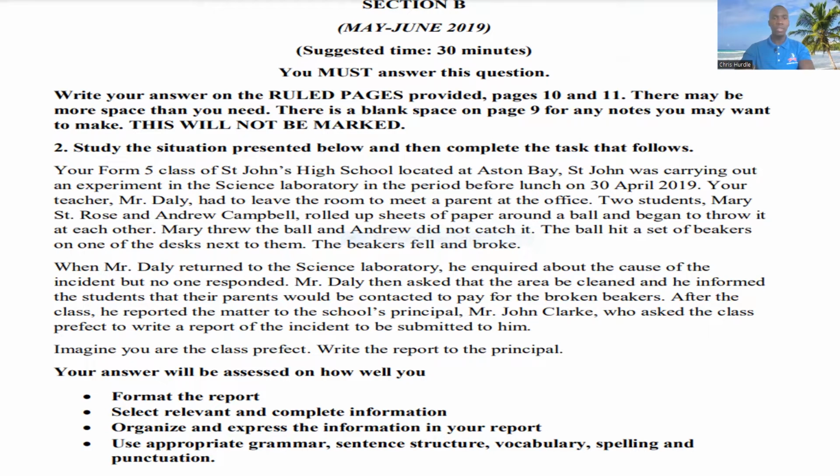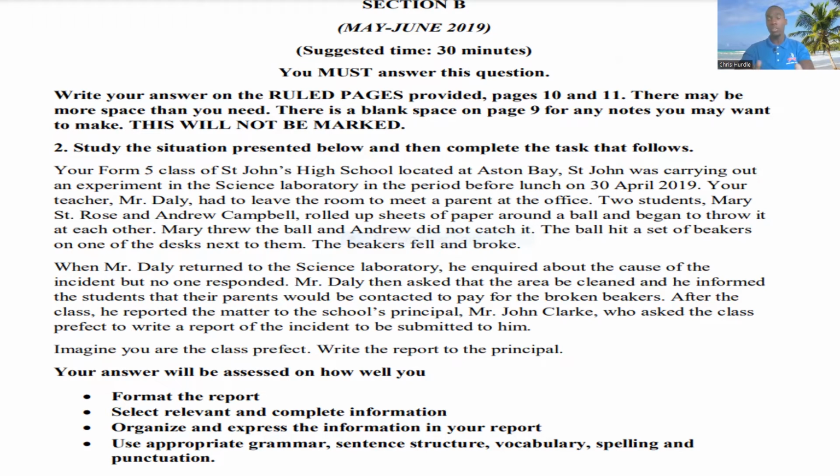When Mr. Daly returned to the science laboratory, he inquired about the cause of the incident, but no one responded. Mr. Daly then asked that the area be cleaned, and he informed the students that their parents would be contacted to pay for the broken beakers. After the class, he reported the matter to the school's principal, Mr. John Clark, who asked the class prefect to write a report of the incident to be submitted to him. Imagine you are the class prefect. Write the report to the principal.